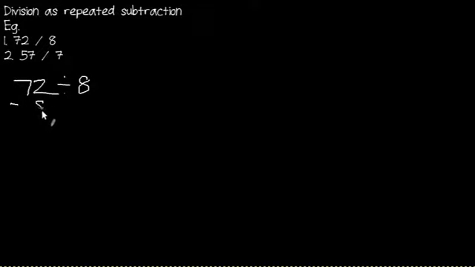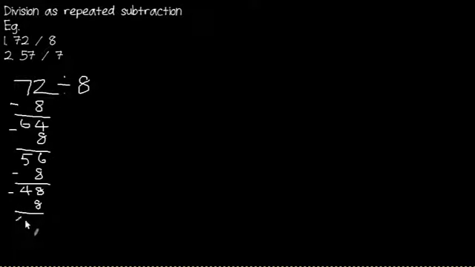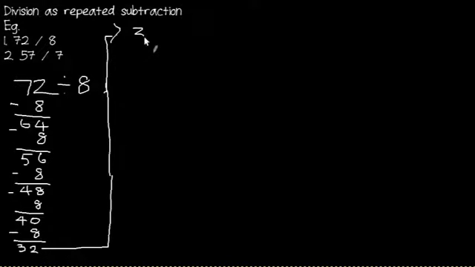Let's try it. 72 minus 8, 64, minus 8, 56. Minus 8, 48, minus 8, minus 8, 40, minus 8, 32, and I'm going to continue this up here. Put the 32 and continue that. 32 minus 8. 32 minus 8 is 24.